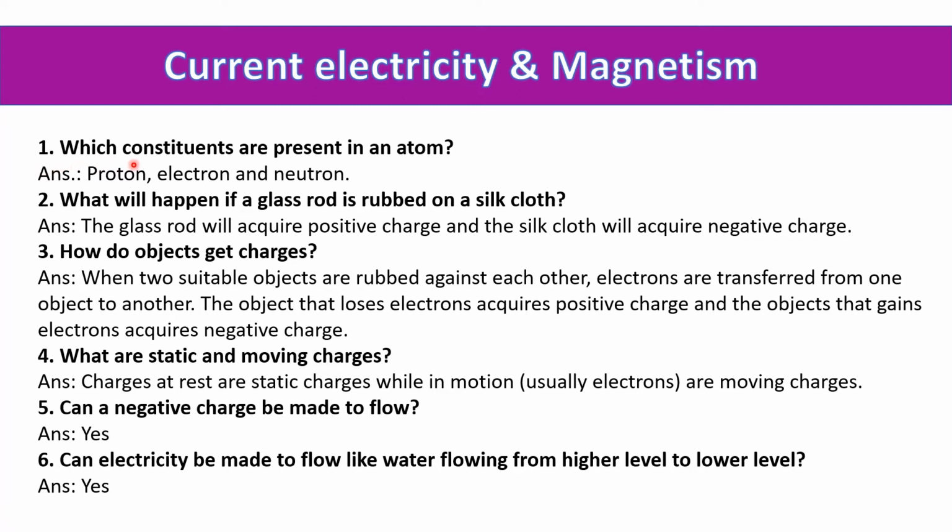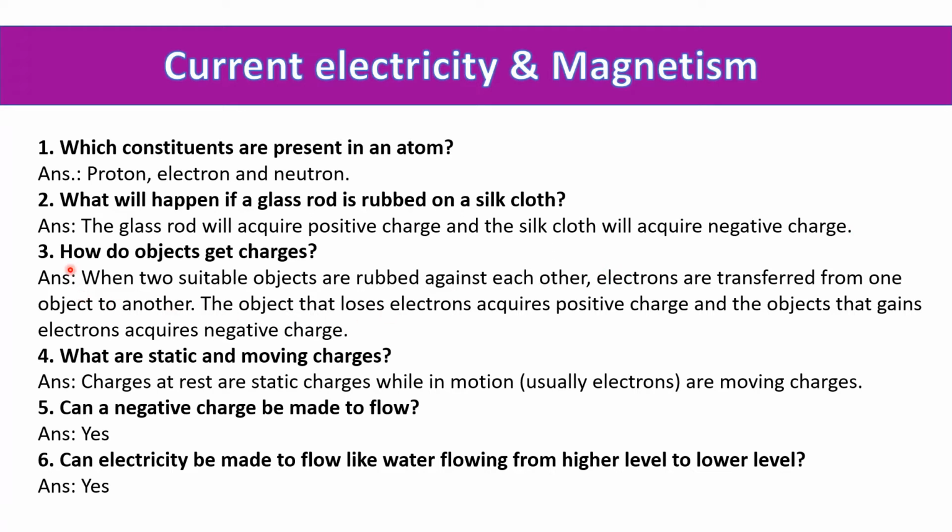Question number 1. Which constituents are present in an atom? Yes, the answer is proton, electron and neutron. These constituents are present in an atom. Now second, what will happen if a glass rod is rubbed on a silk cloth? The glass rod will acquire positive charge and the silk cloth will acquire negative charge.